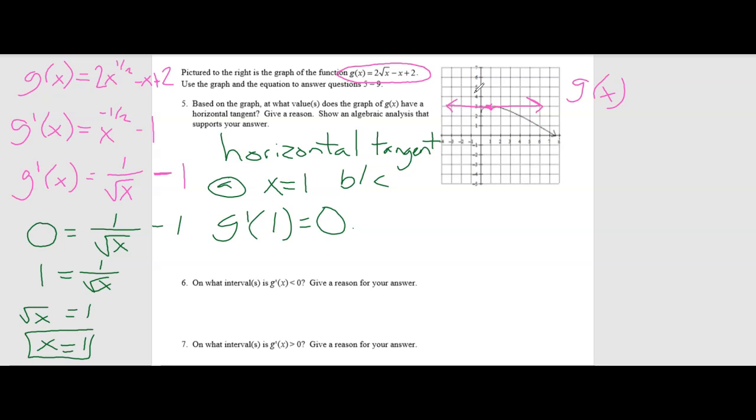Okay, let's look at 6. So 6 and 7 are related. One of them asks, where is g prime less than 0, or where is it negative? And 7 asks, on what intervals is g prime positive or greater than 0?